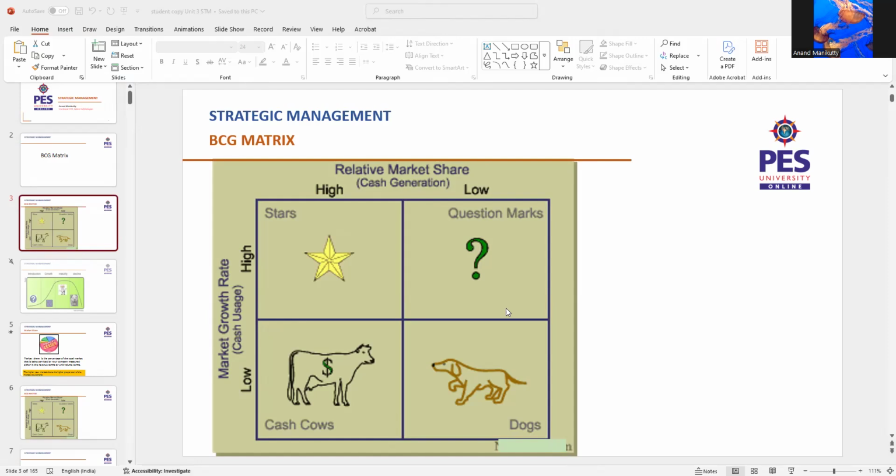Cash cows, Microsoft Windows and Microsoft Office. The best examples. Mature market, steady dominance. Question marks, AI search tools like Perplexity, a fast growing space but still fighting for leadership. And then the dogs, Yahoo Mail, for instance, a stable or declining market and limited share. These four examples alone are enough to cement the model.